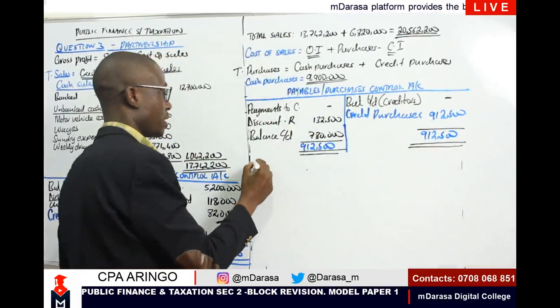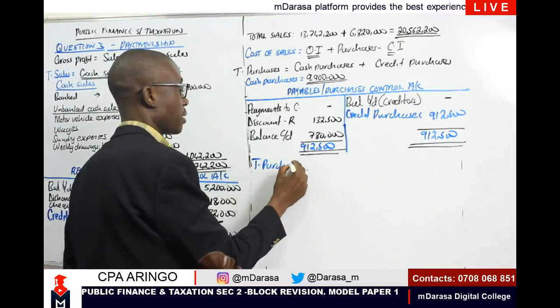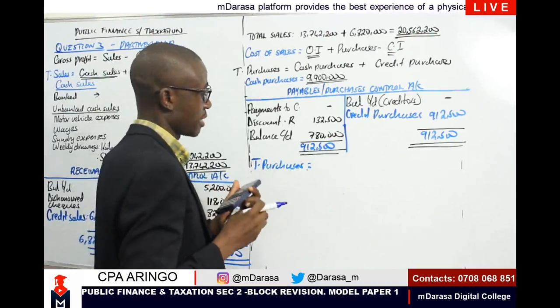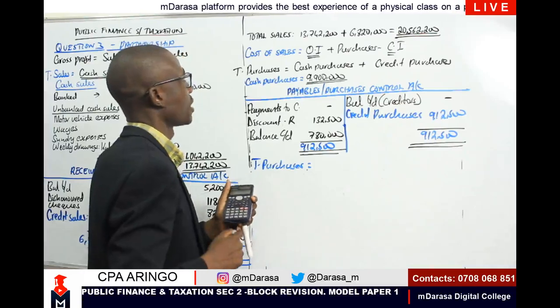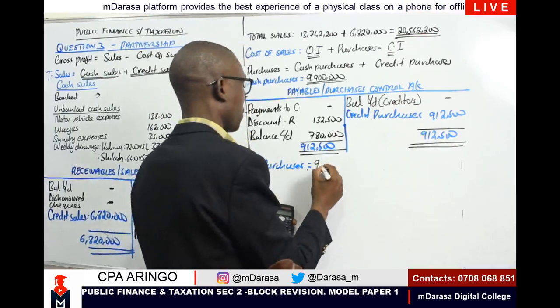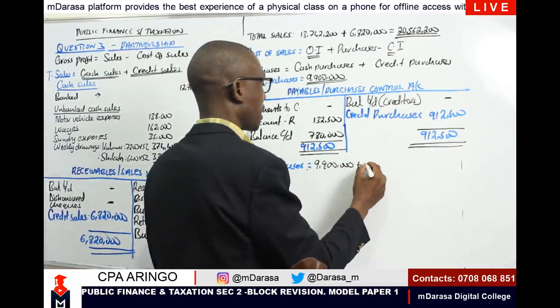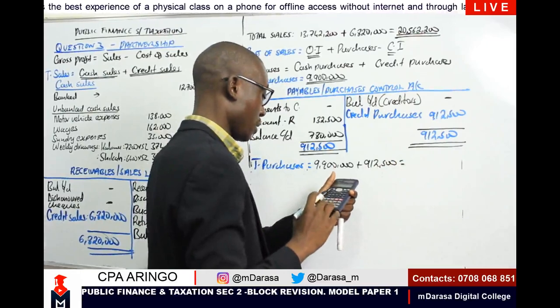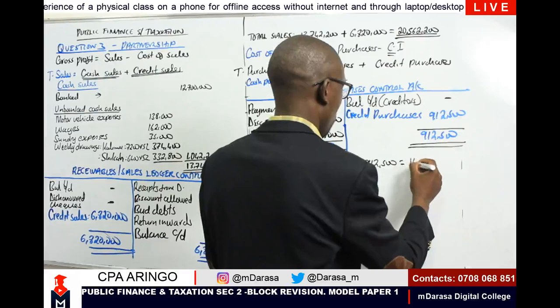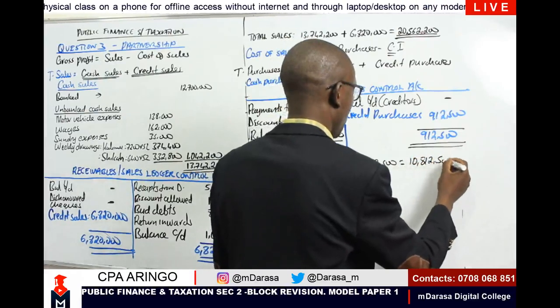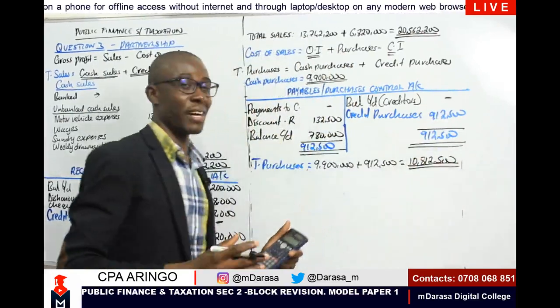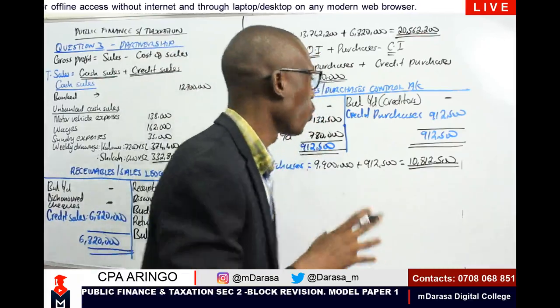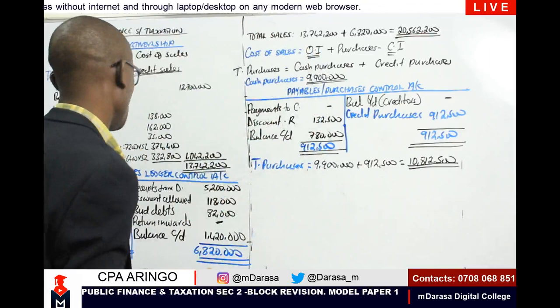So total purchases, we are going to have how much, my good students? We take cash purchases of 9.9 million and add credit purchases of 912,500. That should give us 10,812,500 being our total purchases. Now, it means that we're in a very good position to determine our gross profit.